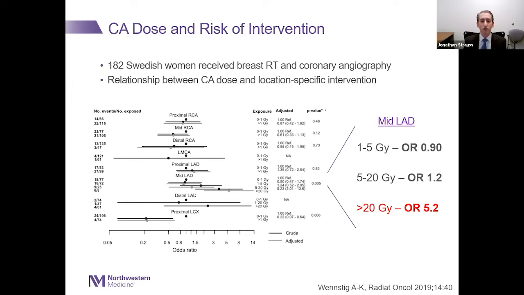For those patients who received 5 to 20 gray, although there numerically may be a hint, there was no statistical difference in the need for intervention. But for those patients who received greater than 20 gray to that segment of the coronary artery, there was a dramatic, or 5-fold, elevation in the risk of needing a coronary intervention in this segment of the coronary artery, giving us some sense that receiving greater than 20 gray to the coronary artery was clearly associated with an elevation in risk, giving us a bit of a sense of threshold.